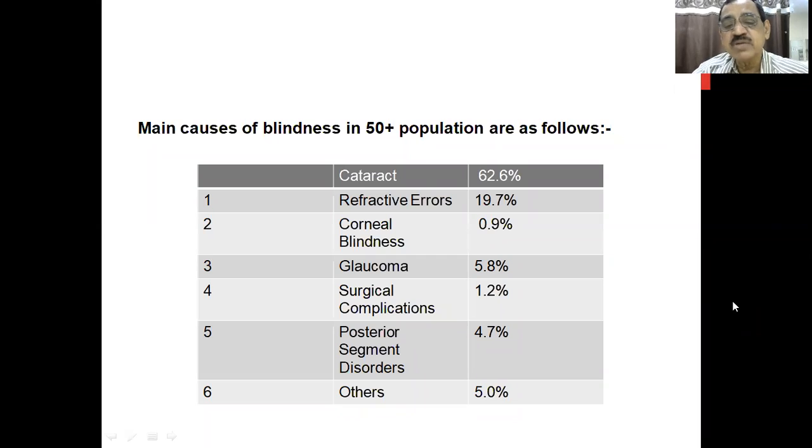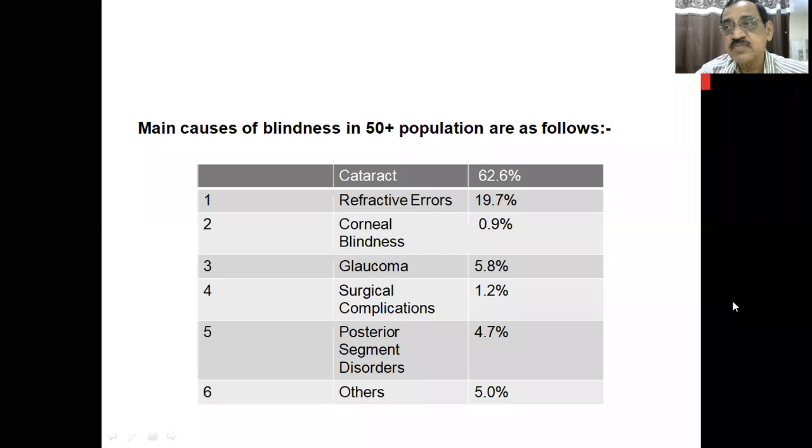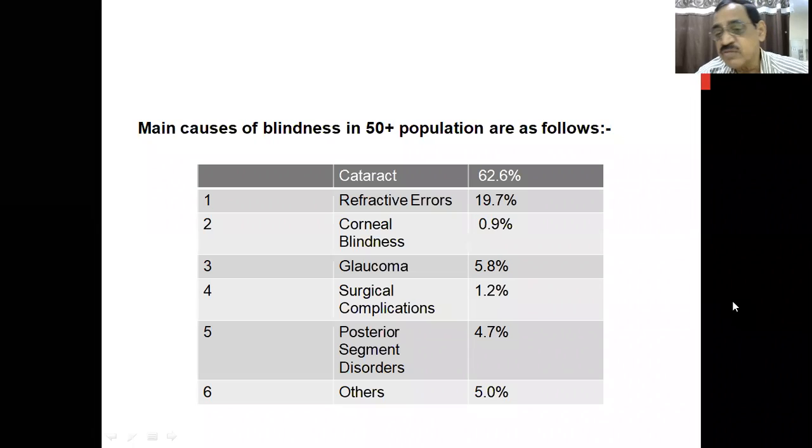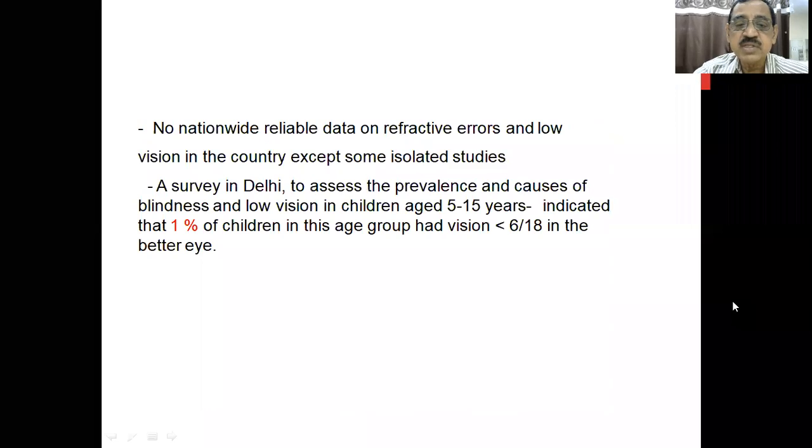Glaucoma is more common in Western countries, and that's around 5.8 to 6%. Surgical complications, after surgery there will be certain complications, account for around 1.2%. Posterior segment disorders, such as retinal detachment, retinitis pigmentosa with consecutive optic atrophy, retinopathy of prematurity, age-related macular degeneration, and optic atrophy, account for nearly 4.7%. Others, congenital malformations or injuries, account for around 5%.